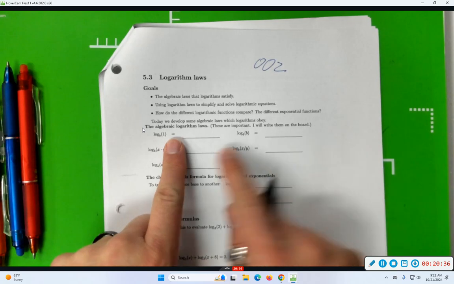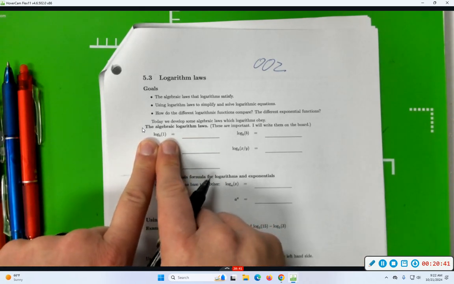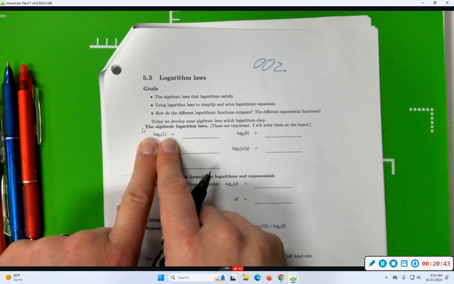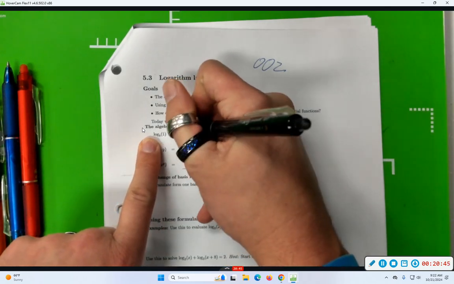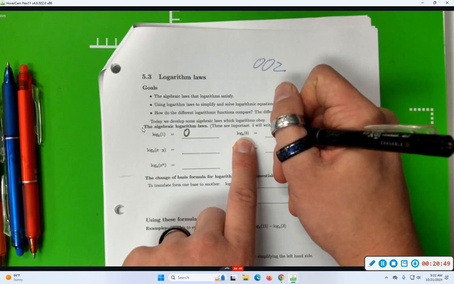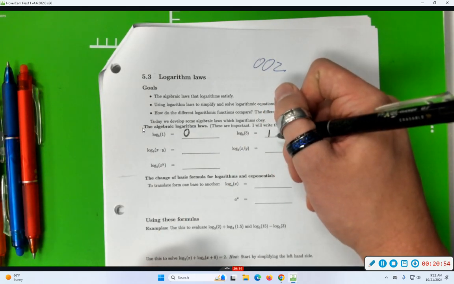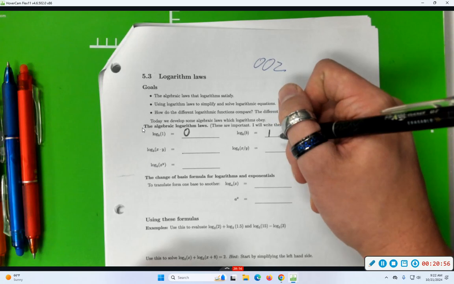So, let's talk about logarithm laws, and let's list them one at a time. What's the log base b of 1 for any base b? 0. Because b to the 0 is 1. Log base b of b? 1. Because the power you need to raise b to get b as the output is 1. b raised to the power 1 is b.